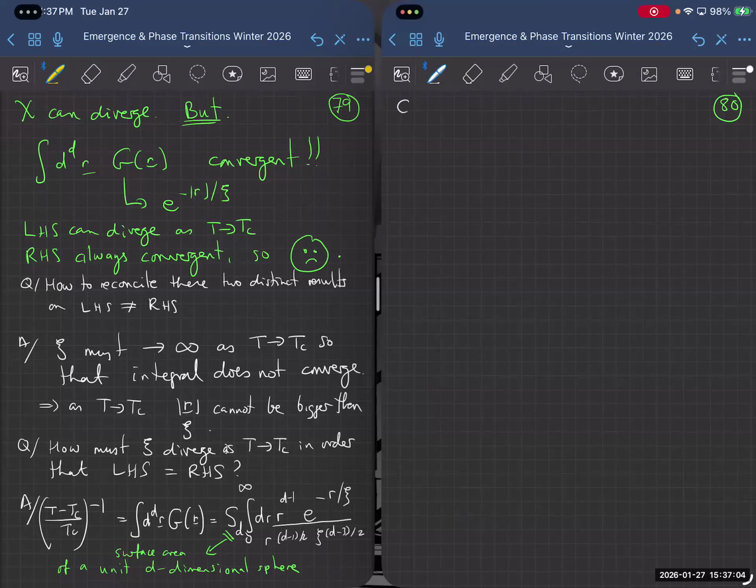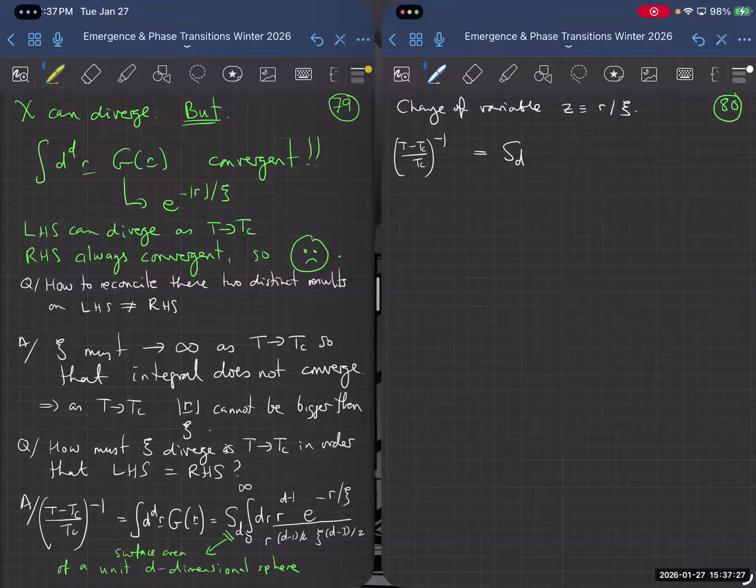If I make the change of variable z equal to r over psi, then this integral turns into the following: (t minus tc over tc) to the minus 1 is equal to the surface area of the d-dimensional unit sphere times... I've made a change of variable, so you have to now follow through the factors of d and so on. So what you get is psi to the power d. Sorry, I got that wrong. Psi to the power 2.